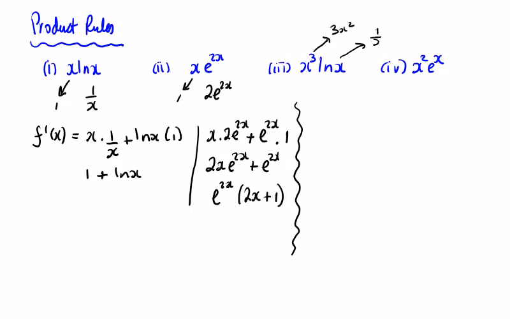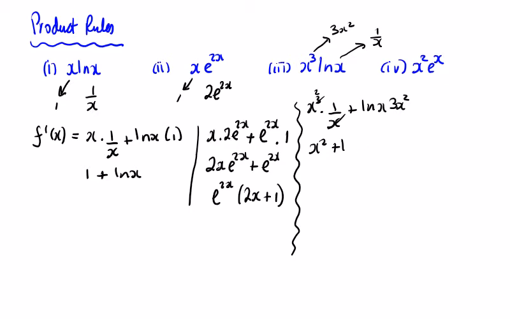X cubed goes to 3x squared, natural log of x goes to 1 over x. The first x cubed by the second differentiated plus the second, the natural log of x by the first differentiated, which is going to leave x squared with the x cancelling with one part of the cube, plus the natural log of x.